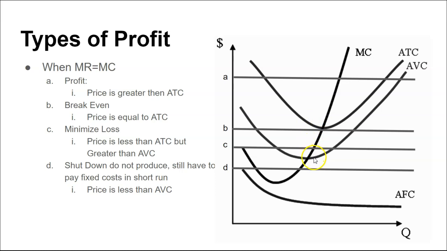Because C is above my AVC, some portion of this can go towards paying off those fixed costs. So I would still operate in the short run because I would be losing less money, hence minimizing loss, if I continue to operate. In the long run, yes, I and other people will be getting out. And then you get to part D. That's shut down, where you're going to eat that fixed cost, because if you produce, you're going to lose more money since my price is less than my AVC. I still have the fixed costs like the rent, but I'm not going to produce anything because it would simply make me lose more money.